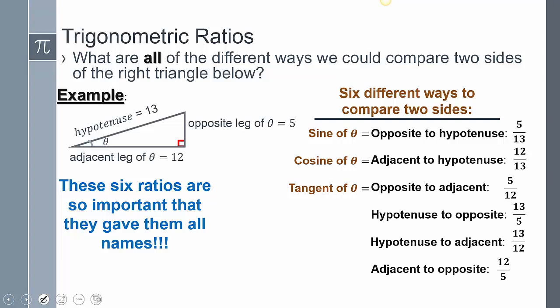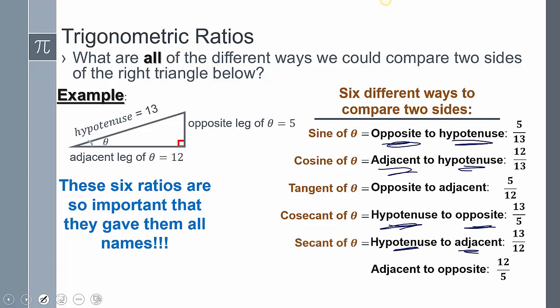Now what happens, because it's like I said opposite to the hypotenuse, but what if I flipped it? What if I said hypotenuse to the opposite now? Well, we call that the cosecant ratio. Instead of adjacent to the hypotenuse, what if I said hypotenuse to the adjacent? That's going to be the secant ratio. And instead of opposite to the adjacent, I say adjacent to the opposite. That's going to be my cotangent ratio. So these 3, cosecant, secant, and cotangent, those are going to be my 3 new ratios.